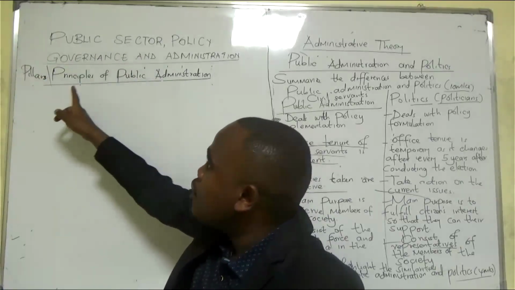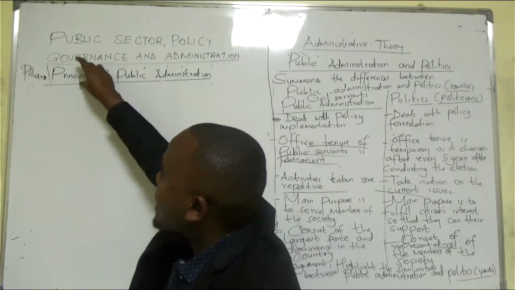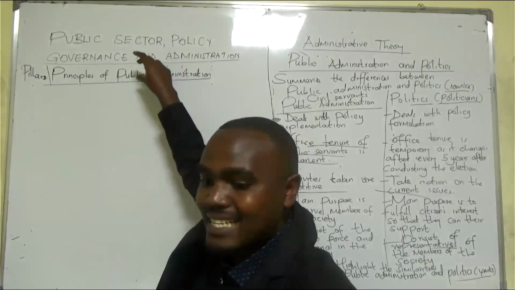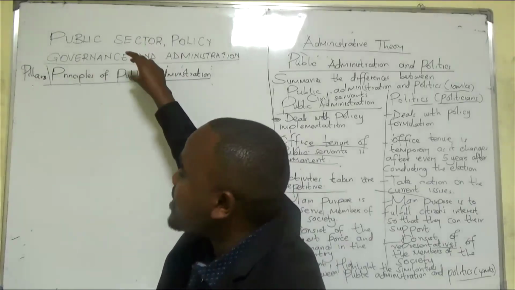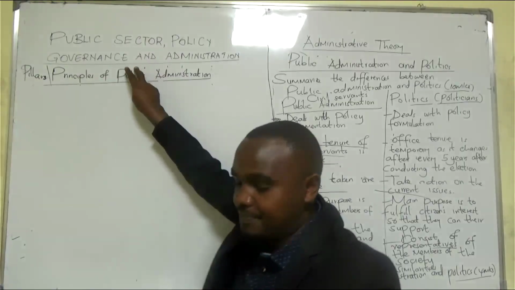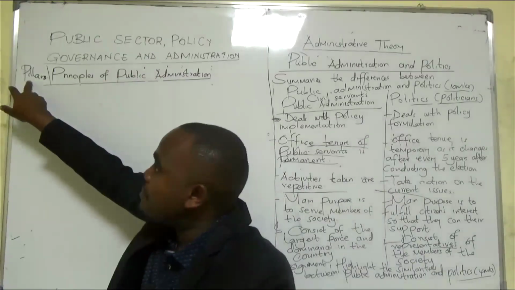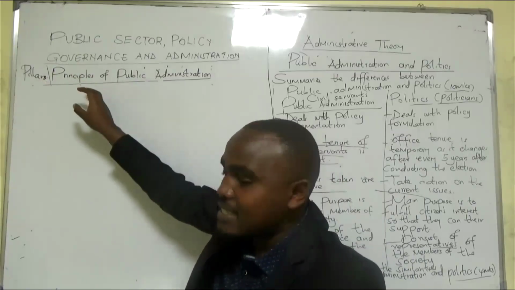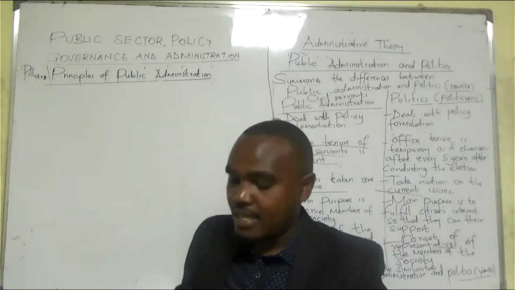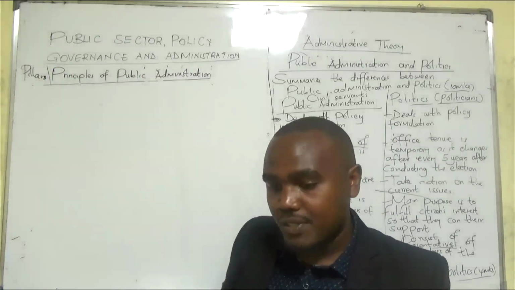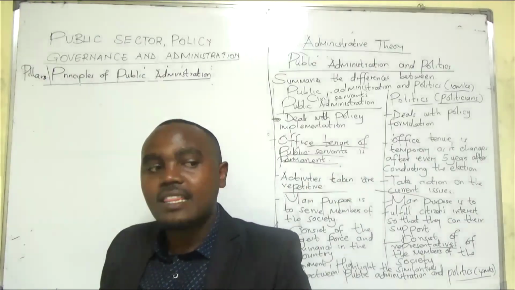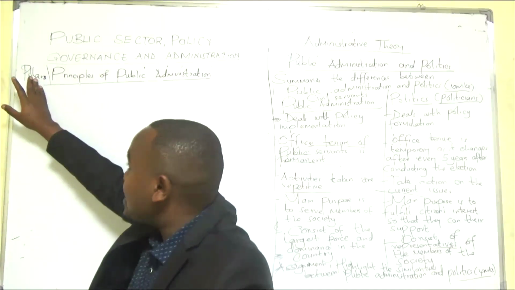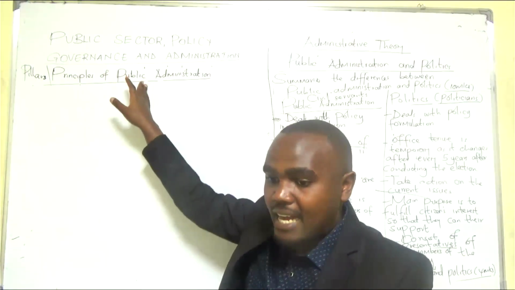In other words, what are some of the pillars or the guidelines of the system, of the rules and regulations over a certain jurisdiction that help in the execution of a public policy? That is what we are saying, the pillars or the principles of public administration.